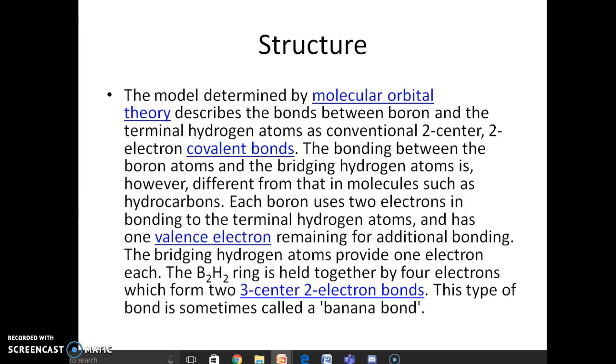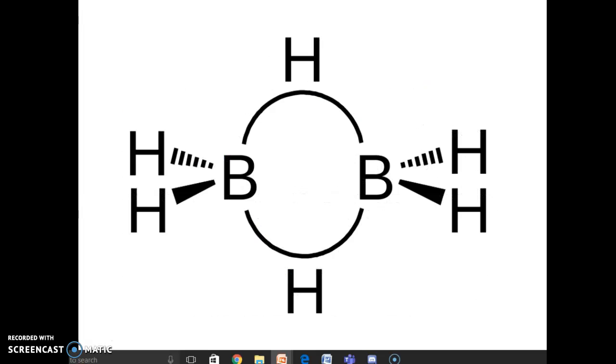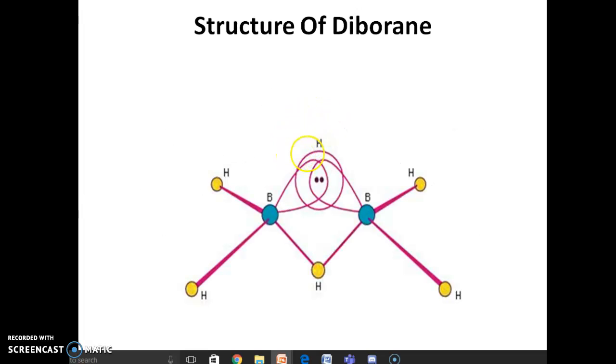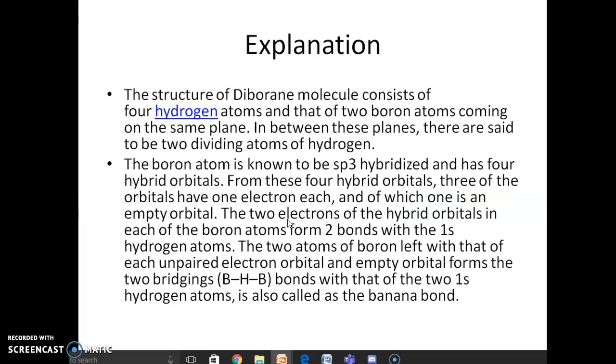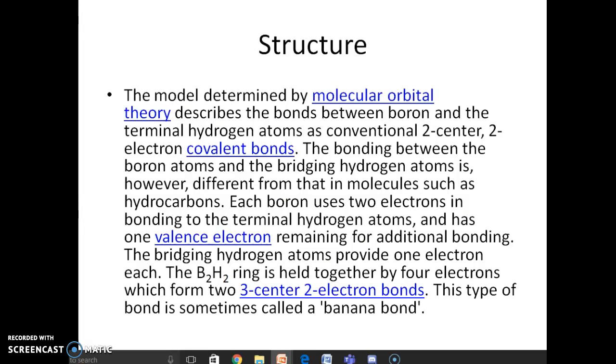If you see the bridging hydrogen atoms, they provide one electron each, and these form bonds with 2 electrons of boron. Totally the 4 electrons are involved in the bridging bond between the boron, hydrogen and boron. So this type of bond is called a 3-center 2 electron bond, which is also called a banana bond.